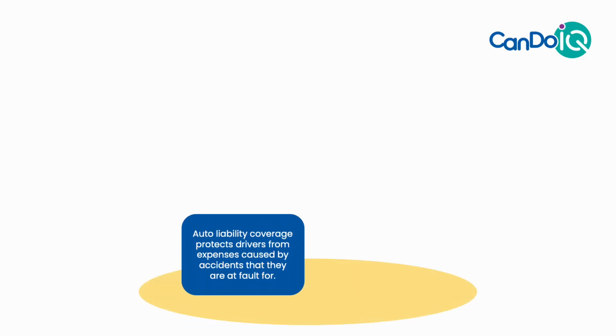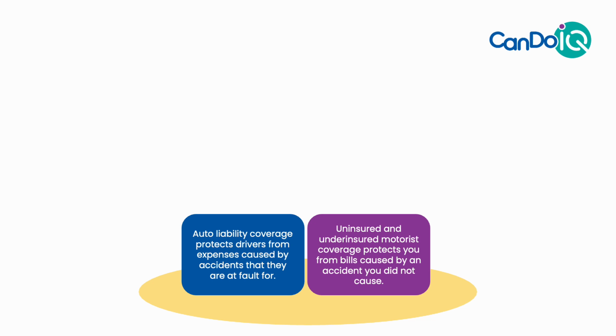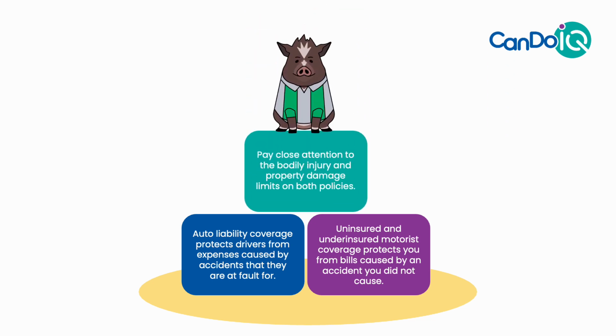In conclusion, auto liability coverage protects drivers from expenses caused by accidents that they are at fault for. Uninsured and underinsured motorist coverage protects you from bills caused by an accident that you did not cause. And pay close attention to the bodily injury and property damage limits on both policies.